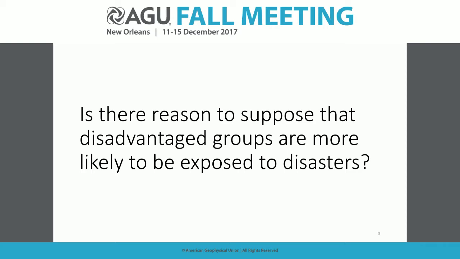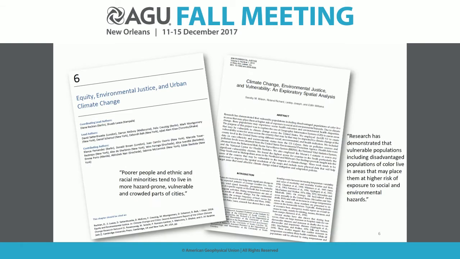So the question of the presentation today is, is there a reason to suppose that disadvantaged groups are more likely to be exposed to hazards or disasters? If you read the literature, generally what you'll hear is an unequivocal yes, that the poor, the racial minorities, and others who are sensitive to natural disasters are likely to be in harm's way disproportionately compared to the rest of the population. A representative quote on the right is, research has demonstrated that vulnerable populations, including disadvantaged populations of color, live in areas that may place them at higher risk of exposure to social and environmental hazards. And the question here, has the literature actually demonstrated this across the board?